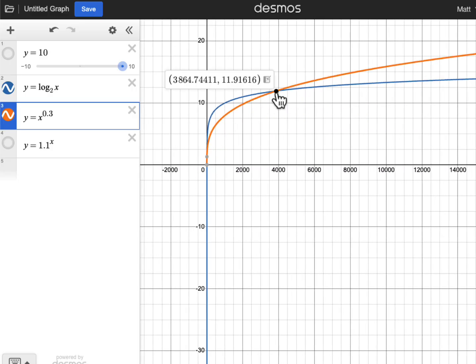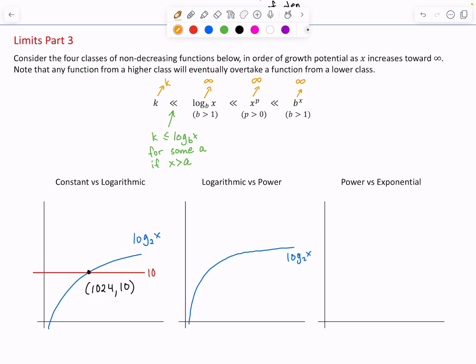And sure enough, in this case, we see that the power function did eventually exceed the logarithmic function and then will forever exceed it. So in our notes, we have log base 2 of x, and our example was x to the 0.3, and we discovered that eventually, when x was around 3,864.7, the power function did exceed the logarithmic function.